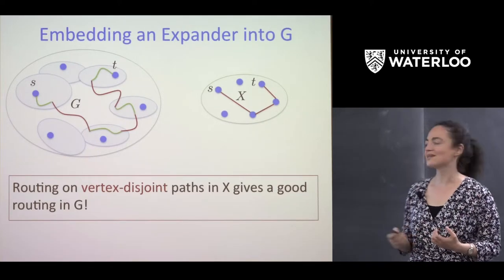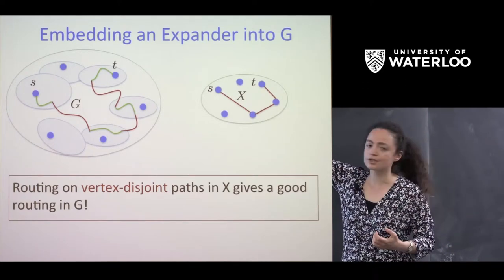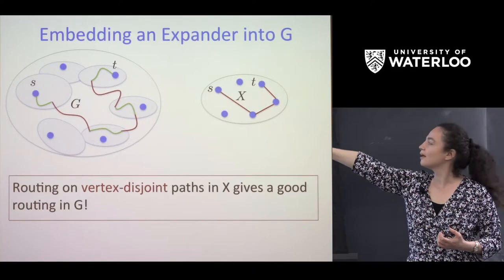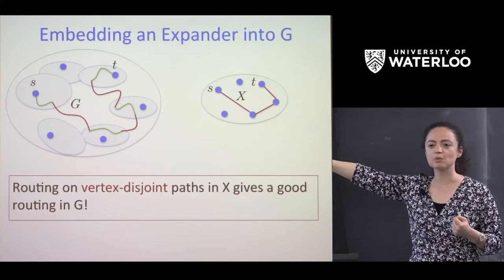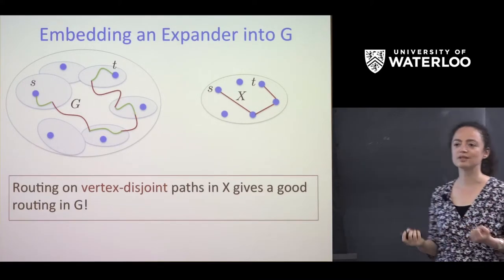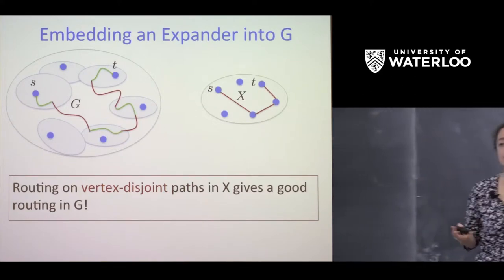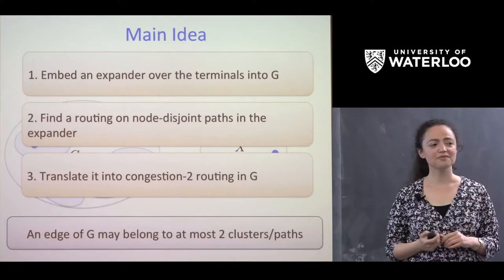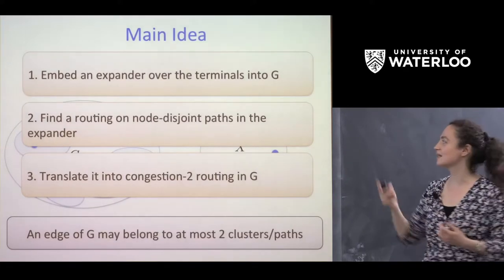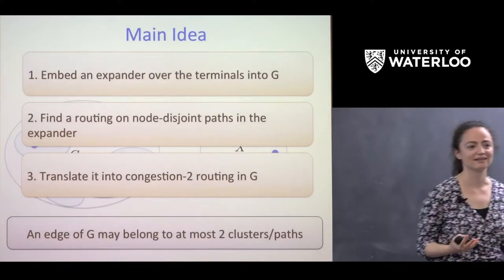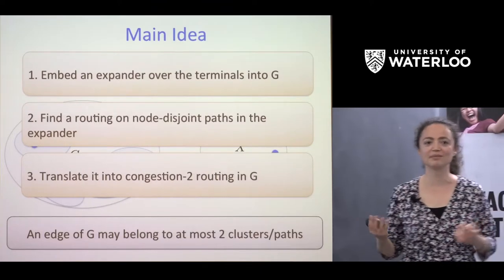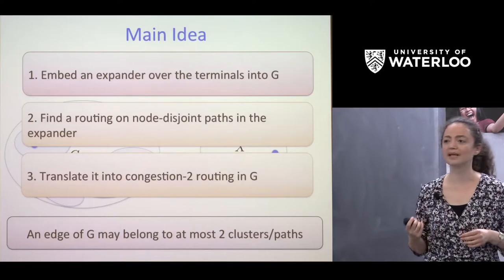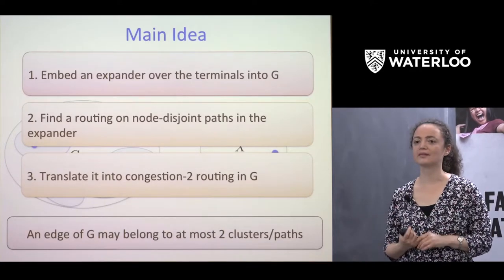So because of this, whenever I find a bunch of vertex disjoint paths here, I do a translation like that. And now every cluster, I'm going to use it at most once. Every red path, I'm going to use it at most once. And altogether, I'll get congestion two. So if you look at this plan, basically two and three are immediate. I mean, two uses some previous work, but they're immediate. The question is, how do we do one? Sorry. How do we embed an expander into a graph using well-linkedness?